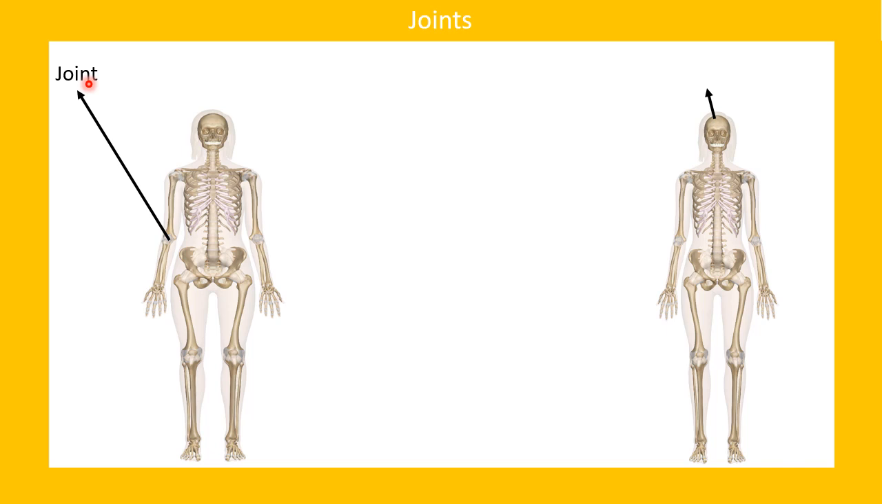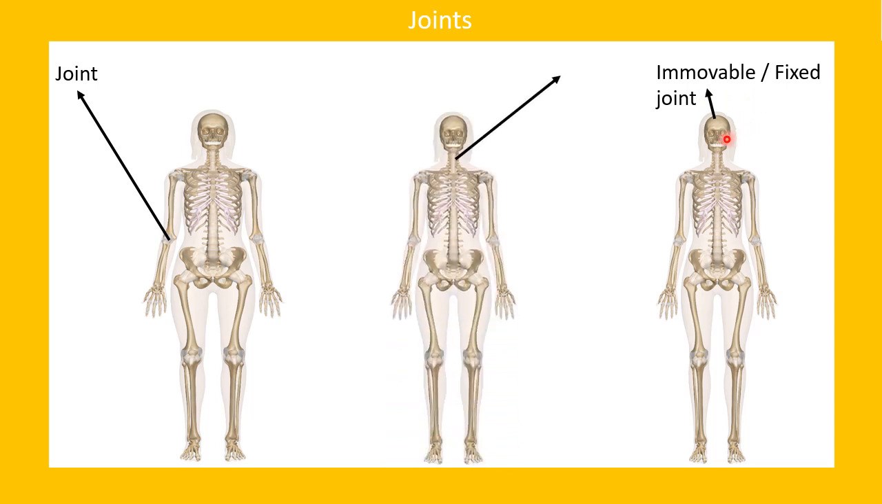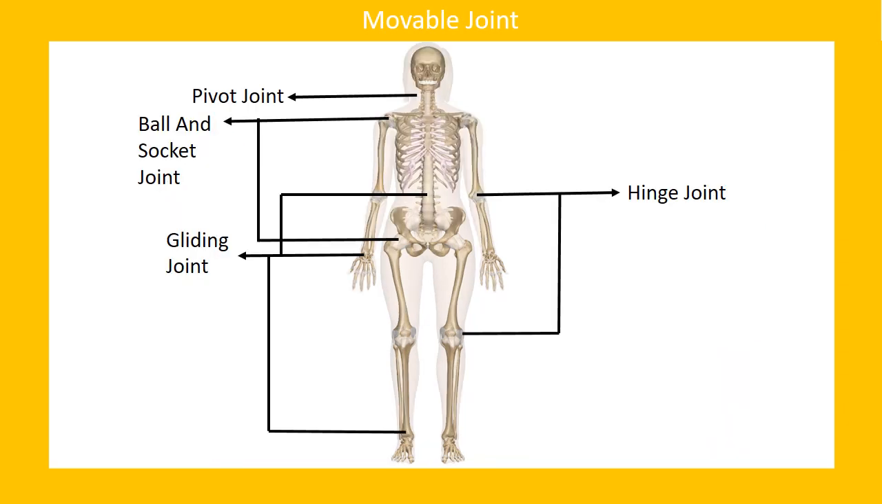There are two types of classification of joints. One is the immovable or fixed joint, which is in our skull, and the other one is the movable joint. Movable joints are not only one, there are many movable joints. For example, one of the movable joints is in our neck. I will tell you a few movable joints in our body.